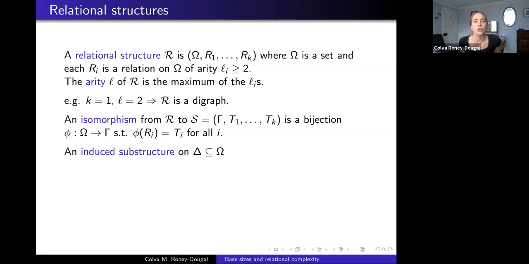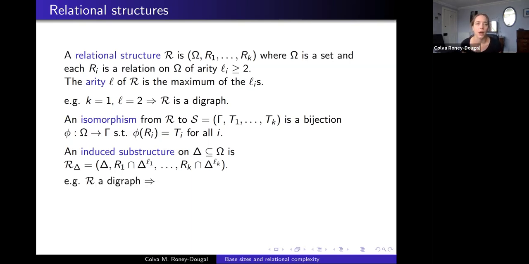I'll say that an induced substructure on some subset of omega is what it has to be. So you drop down to the set being delta, and then you take the intersection of your relation with that set. So the things that are just on that set. So R1 meet delta to the L1 because that's the arity of R1, all the way through to Rk, meet delta to the Lk. So for example, if R was a digraph, then an induced substructure would just be an induced digraph. Take the fully induced digraph there.